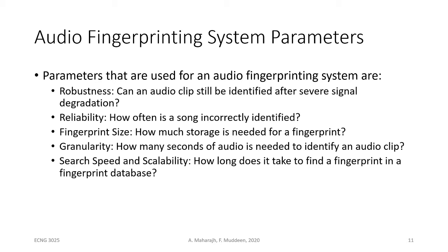Now, these 5 basic parameters have a large impact on each other. For example, if lower granularity is required, a larger fingerprint extraction is required to achieve the same reliability. And as such, the false positive rate, meaning that it finds an incorrect result, is inversely related to the fingerprint size. So, if we have a smaller fingerprint size, we tend to have a higher false positive rate, and if we have a larger fingerprint size, we have a lower false positive rate.